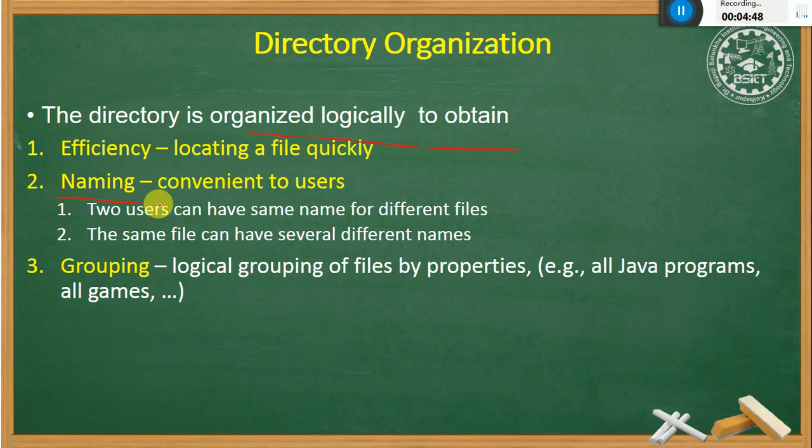Naming is another advantage of directory organization. And last is grouping. We have already discussed that grouping means we can combine the same type of files together and give the directory a name such as Java programs, games or music. So these are basically the three advantages of directory organization. Efficiency in accessing, naming means easy to find, and grouping means we can group the same files together and give an appropriate name so we can easily access them. So efficiency, naming and grouping are the advantages of a directory.